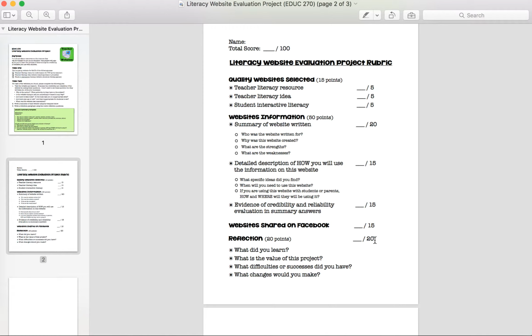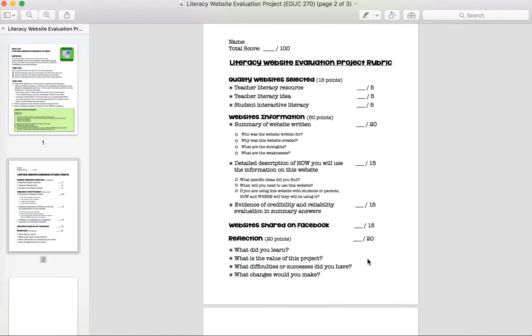And then the reflection I mentioned above is worth 20 points. It's 5 points for each question. What did you learn? Why was this valuable? What difficulty or successes did you have? And what changes would you make to the process? You can identify changes you could make to me, but also how would you do the project differently? And that's worth 100 points total.